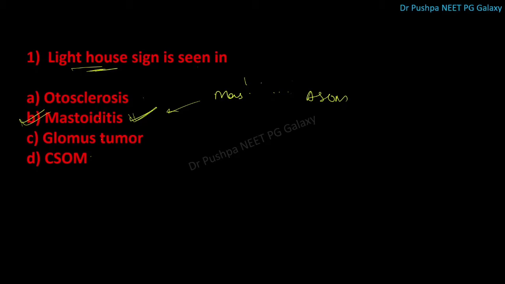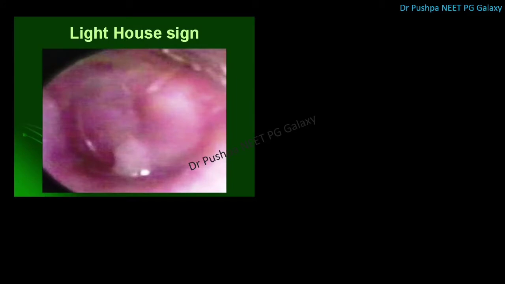What is this lighthouse sign? This is a pulsatile mucopurulent or purulent discharge coming through a central perforation of pars tensa. This lighthouse sign suggests a reservoir of infection in the mastoid and middle ear. So this mastoiditis is a complication of ASOM. This is the lighthouse sign.